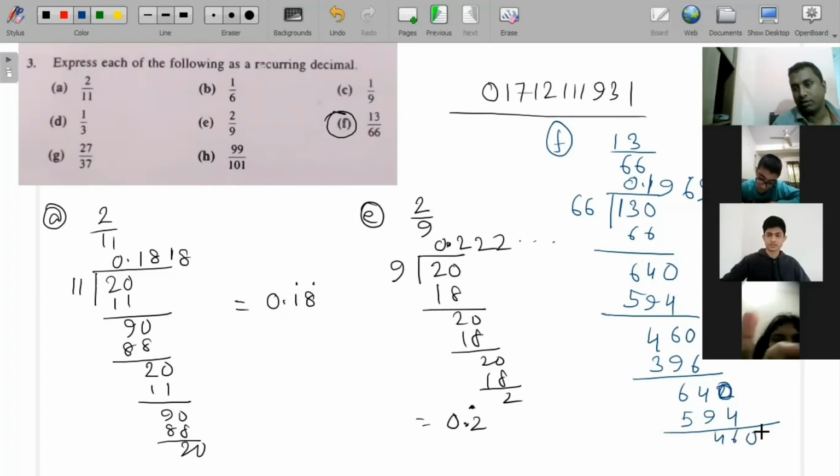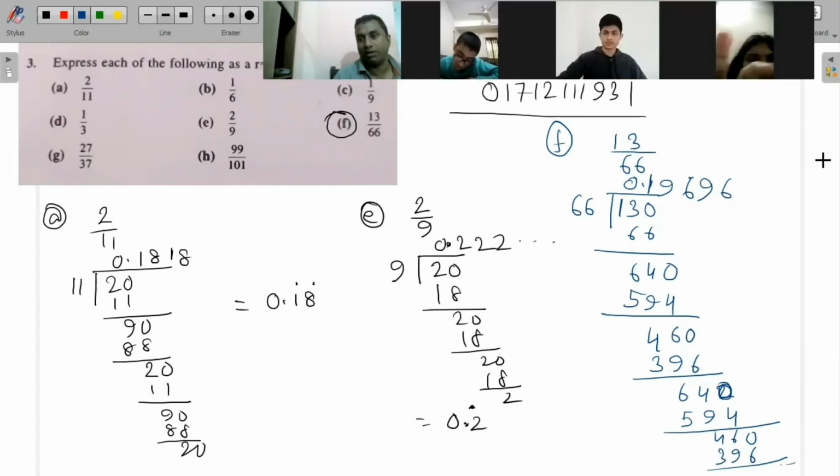So what should it be here? 460. Now how many times? Then it keeps going. 6 times, right? Yes, I got the answer most probably. 396. I should not go more. Time is finished, we can finish here. So 0.1 with a dot on top of 9, since 9696 are repeating.